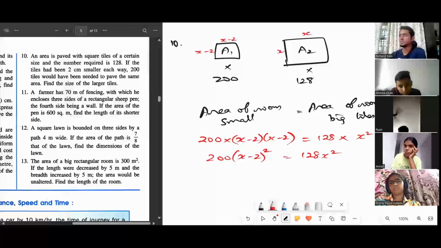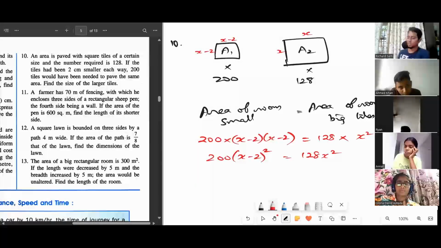How did you do it? Write down this much, all of you. You didn't finish it, no? So the equation is this one.